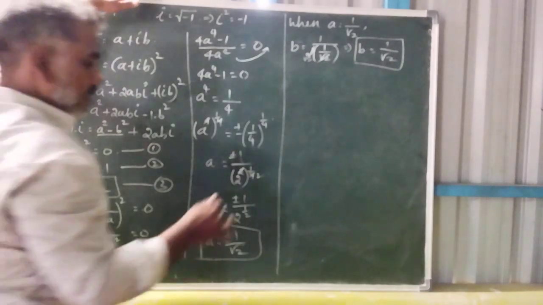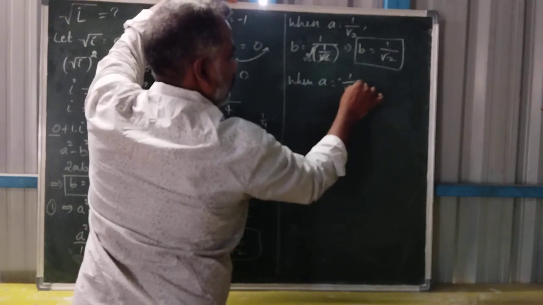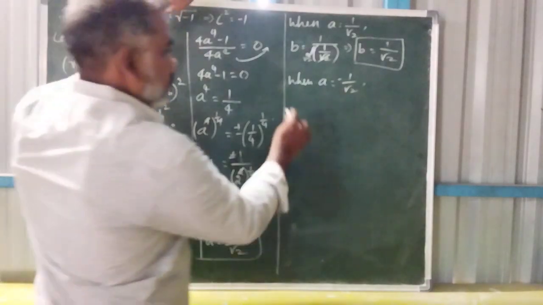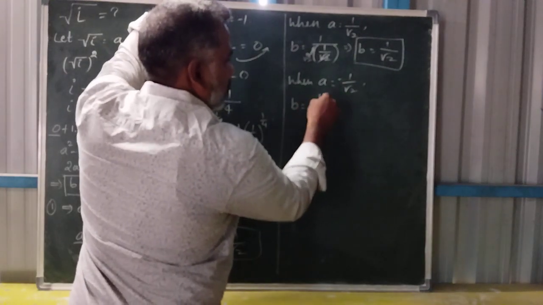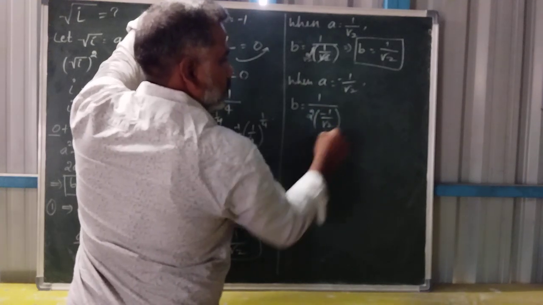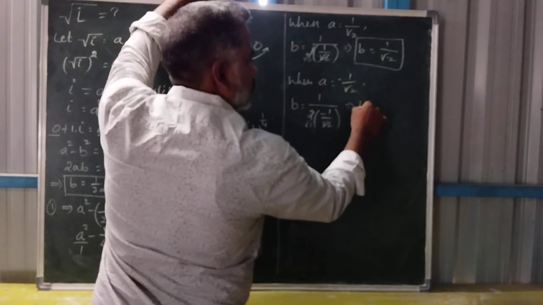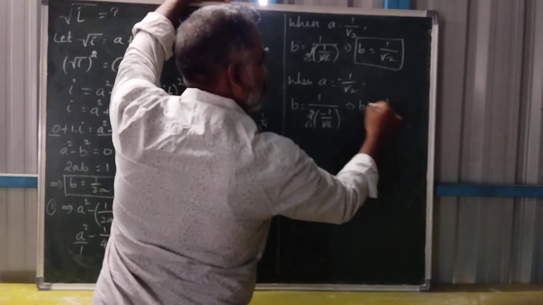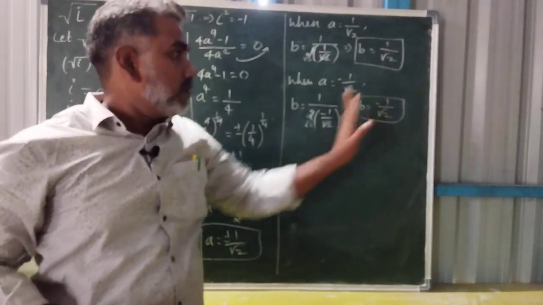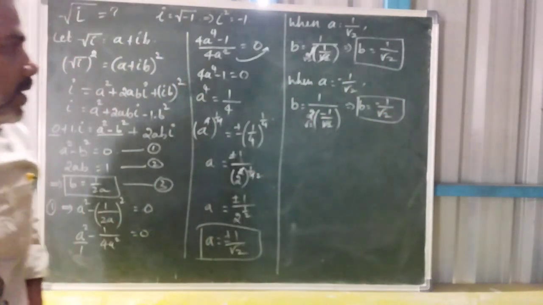So now find b when a is equals to minus 1 by root 2. Therefore, b is equals to 1 divided by 2 into minus 1 by root 2. So obviously you know what the answer is. It is nothing but b is equals to minus 1 by root 2. Done. So when a is equals to 1 by root 2, b is 1 by root 2. When a is equals to minus 1 by root 2, b is equals to minus 1 by root 2.